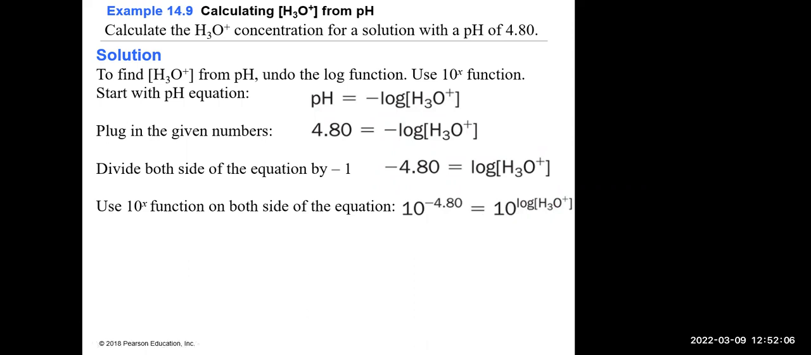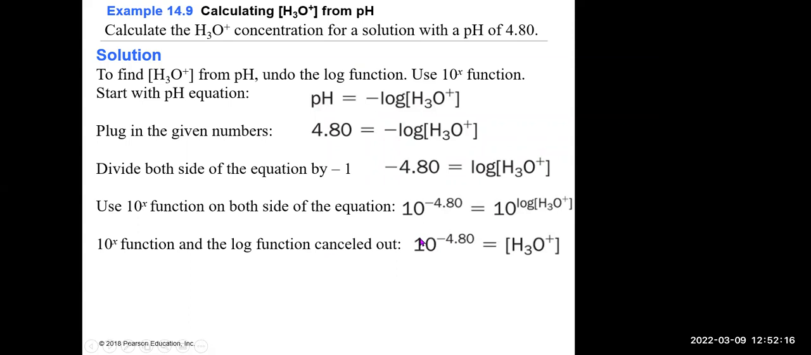So you do something like you want to buy something, then you multiply by something, so that's inverse of each other. Okay. So that cancels out. So therefore, we still have this side, 10 to the negative 4.8. Then the 10 and log cancel out. That means they don't do anything. So you are left over with H3O plus.